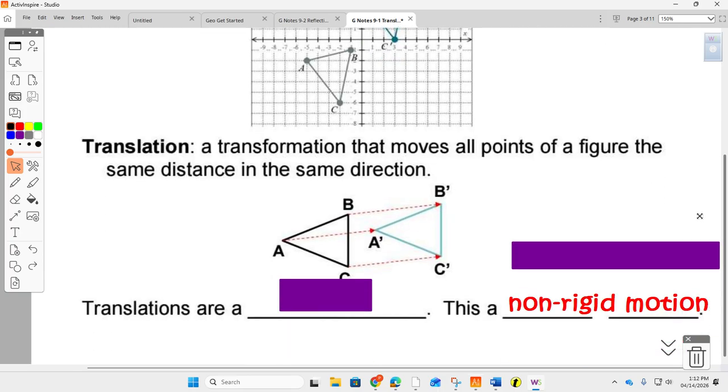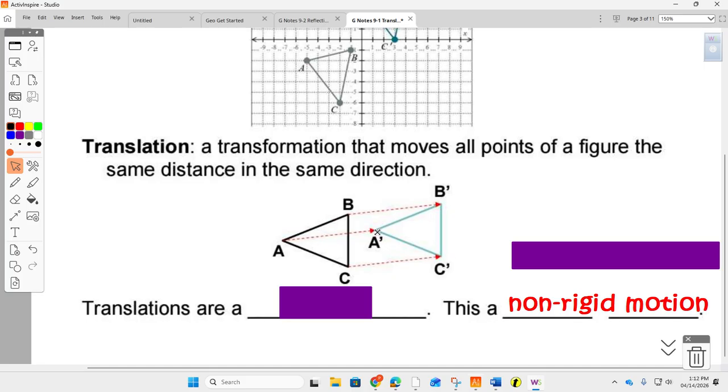So look in here. Oh, forgot to cover that up. A translation is a transformation that moves all points of the figure the same distance in the same direction. So if A moves to the right 9, then B moves to the right 9 to get to B prime. Then C moves to the right to get to C prime.